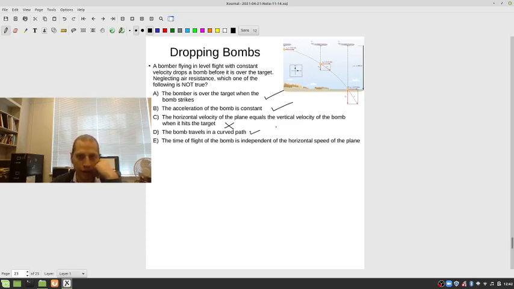Bomb travels in a curved path. Yes. The time of the flight of the bomb is independent of the horizontal speed of the plane. Also true. Why? It's because it only depends on the height with which this bomb is dropped.